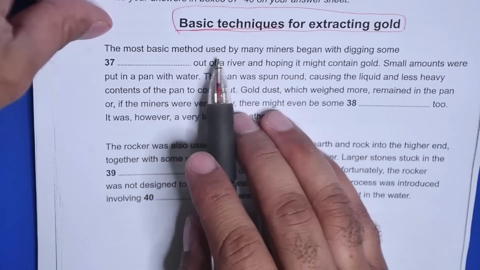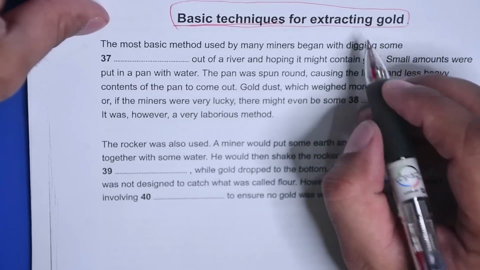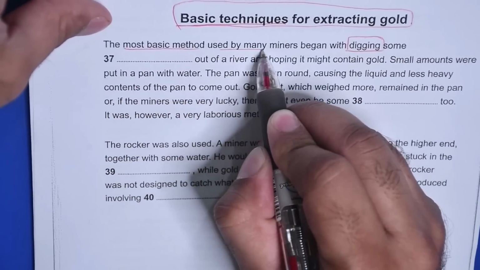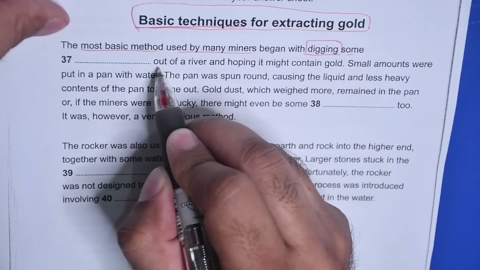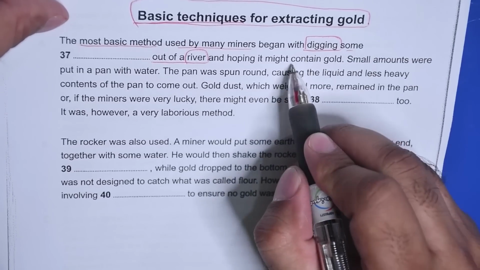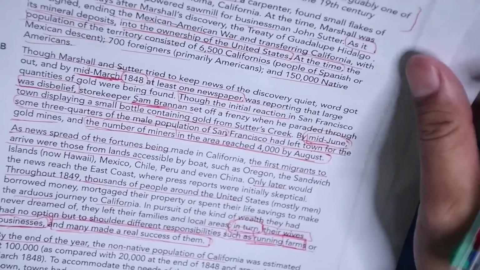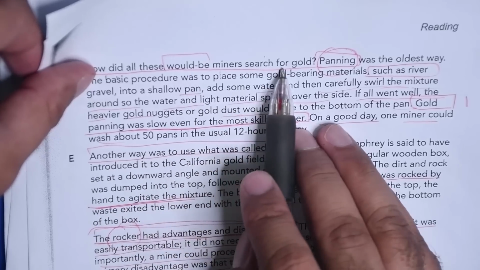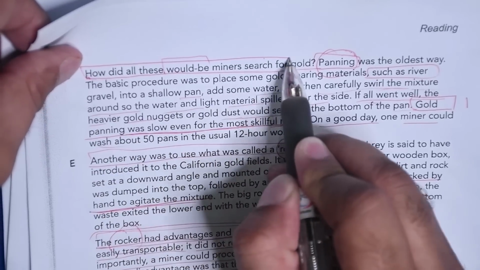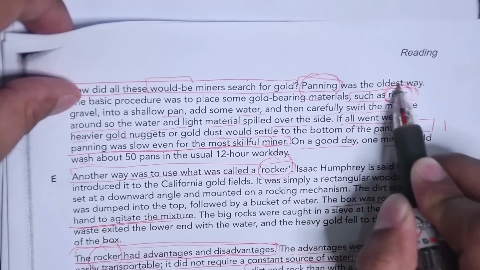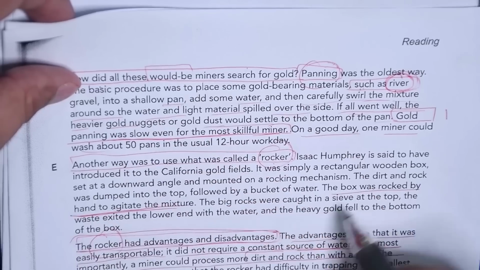The most basic method used by many miners began with digging some dash out of a river. At one point I underlined river, and hoping it might contain gold. Digging something from the river. So it is not here because mining started here. How did all these would-be miners search for gold? So we need to look for this one. Okay, yeah. Now river, I found river as well. See that? That is why always underline the words.